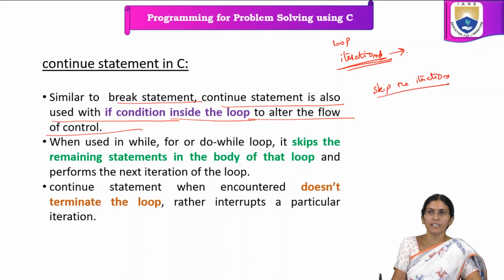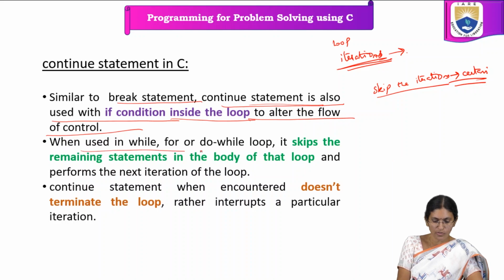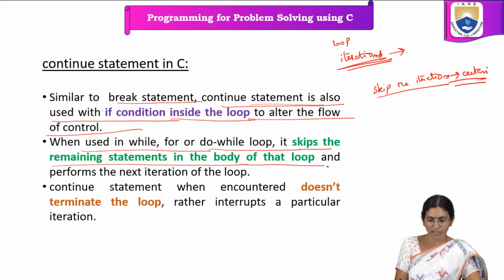It will skip certain iterations. A certain number of iterations will be skipped when we use the continue statement. Similar to the break statement, the continue statement is also used with an if condition inside the loop to alter the flow of control. When used in a while loop, for loop or do while loop, it skips the remaining statements in the body of that loop and performs the next iteration of the loop.